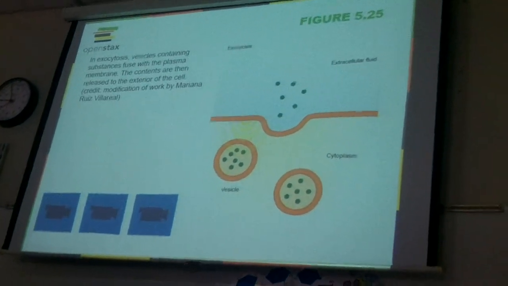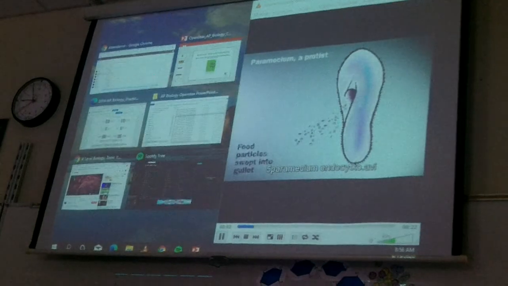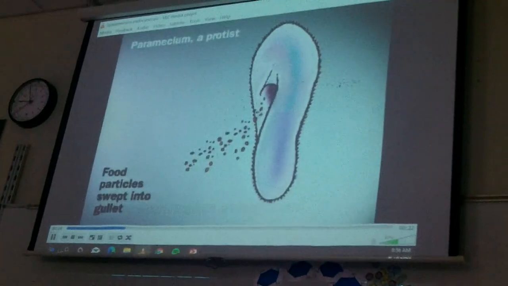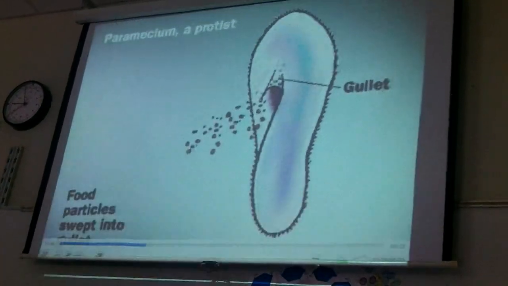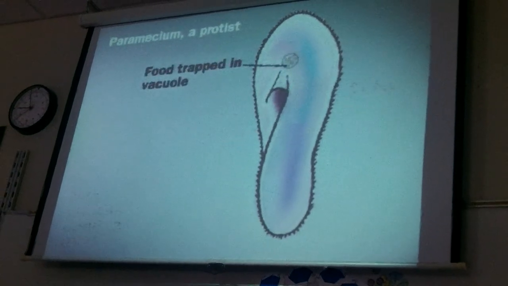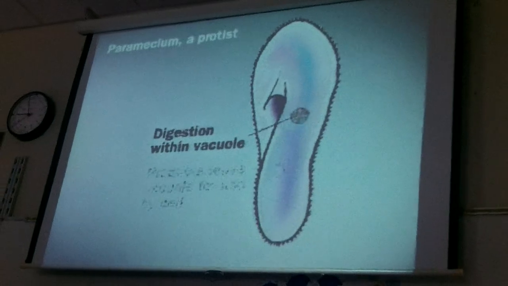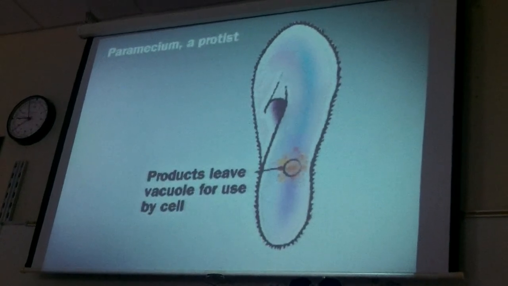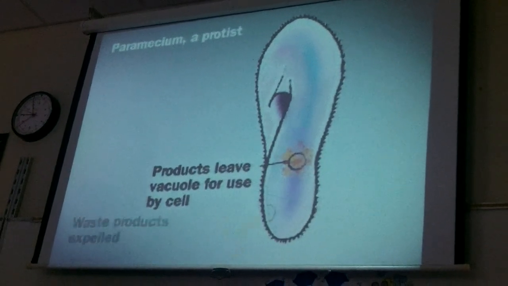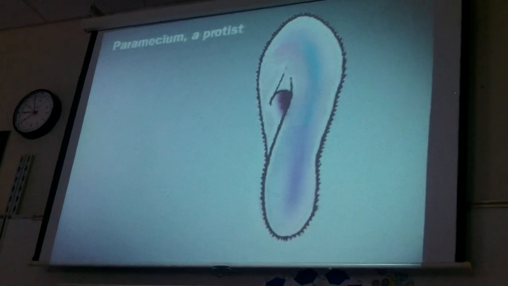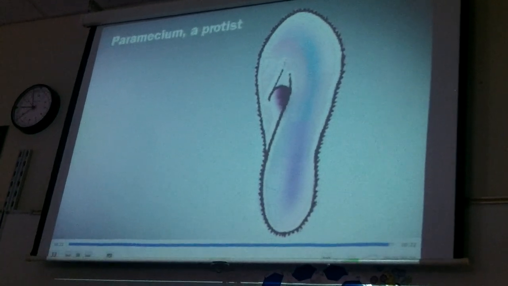Incredible. Protists, such as paramecium, sweep food particles into their gullet, trapping the particles in a food vacuole. Digestion takes place within the food vacuole, and the products of digestion pass through the membrane of the food vacuole. Finally, the food vacuole merges with the plasma membrane, expelling waste products into the environment. Ew, it went to the bathroom.